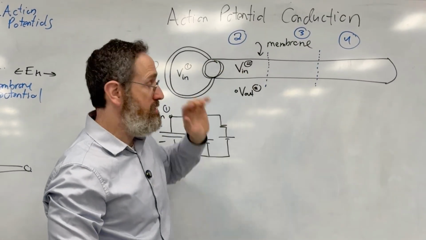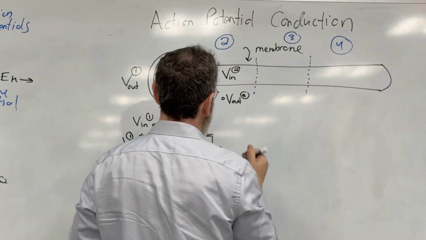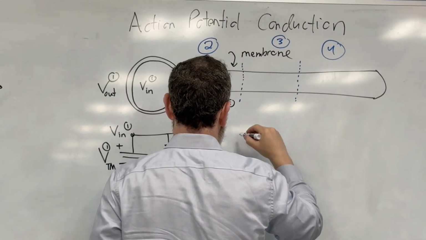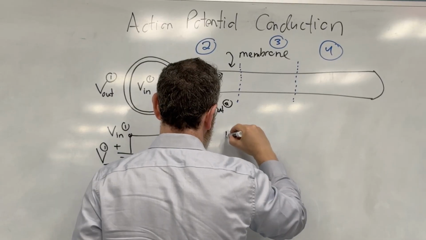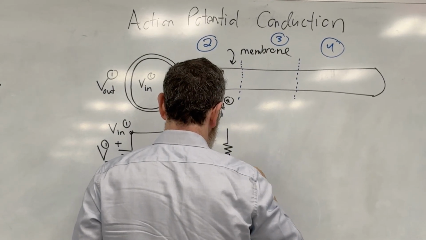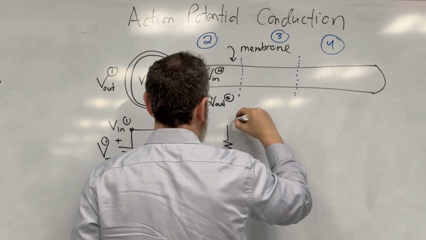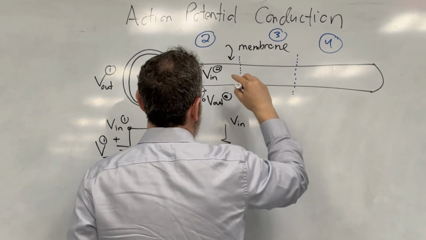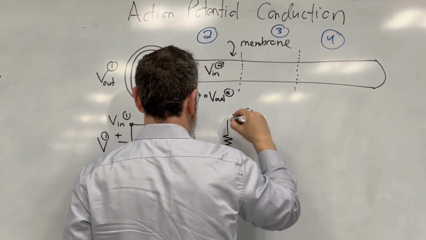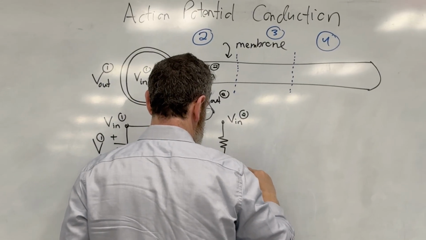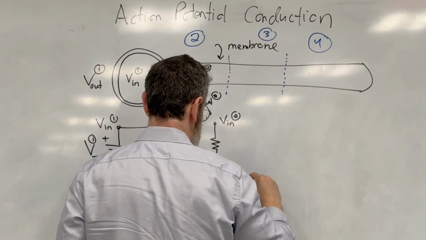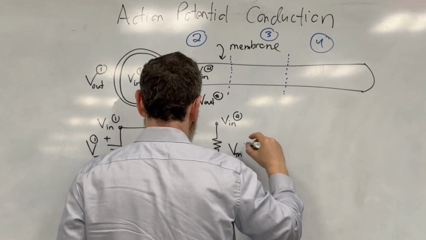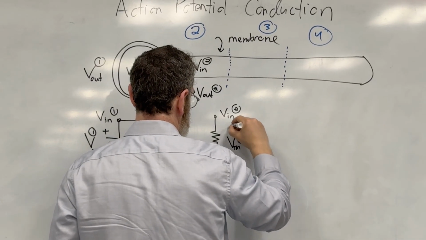How would I represent that as a circuit? So what I'm going to do is I'm going to represent it like this. I'm going to keep this aligned here. I'm going to do this. And I'm going to say that I have a voltage in at location 2. And I have a voltage out at location 2. And so I have a V transmembrane at location 2 that goes like this.